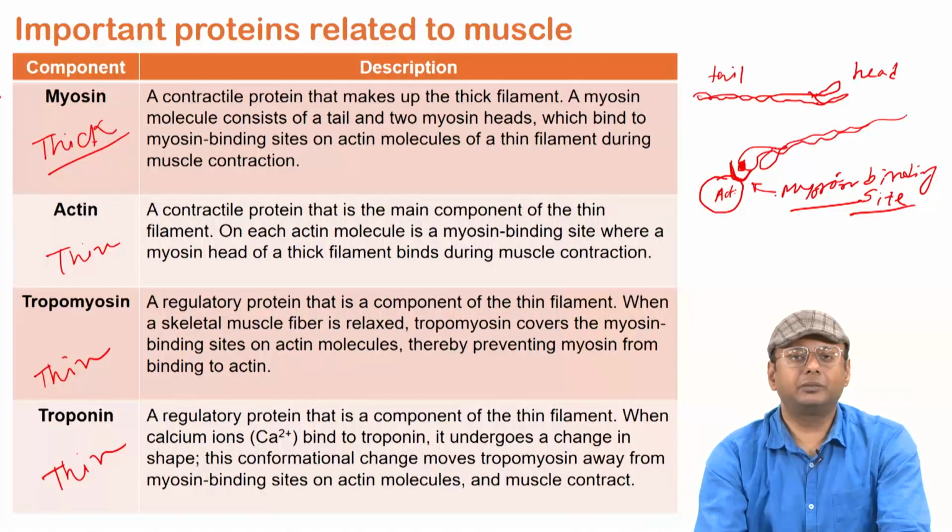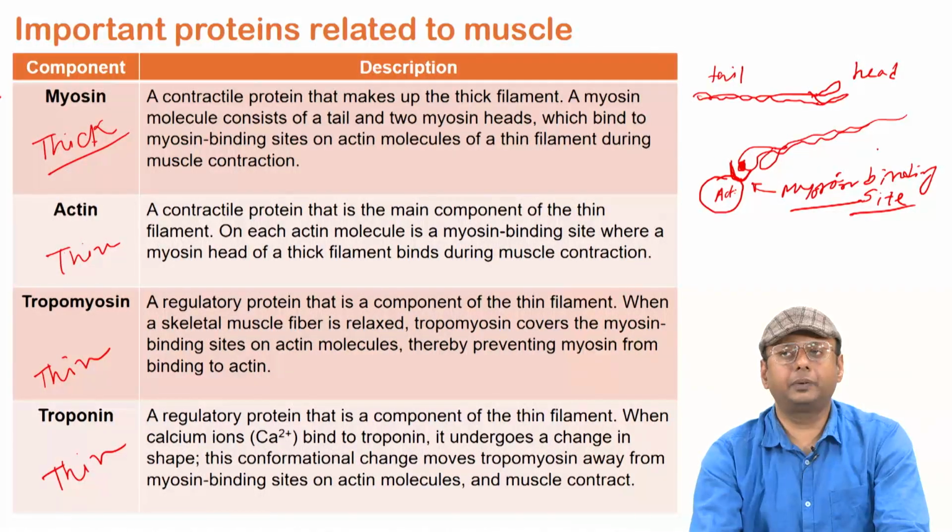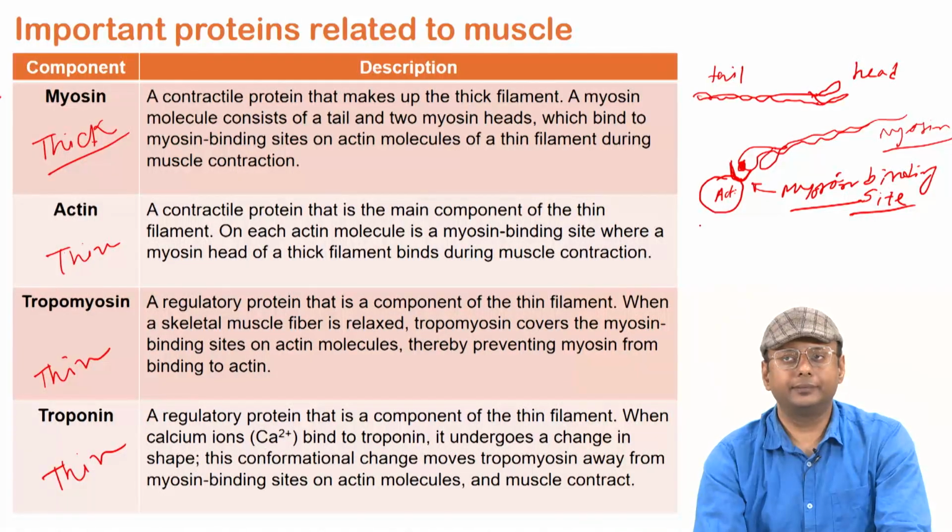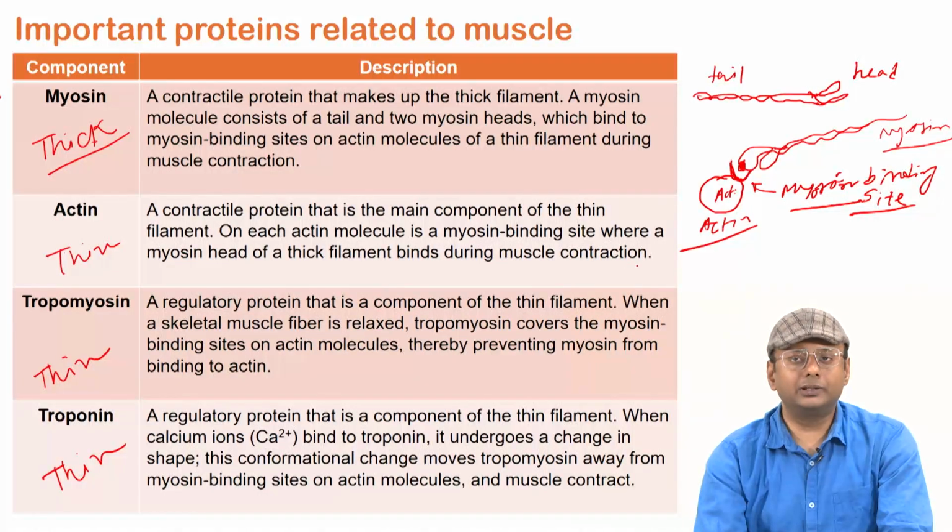And in this myosin binding site, the head part of the myosin can eventually bind with the actin. The next is the tropomyosin, which is a regulatory protein present in the thin filament. When a skeletal muscle fiber is relaxed, tropomyosin covers the myosin binding site.